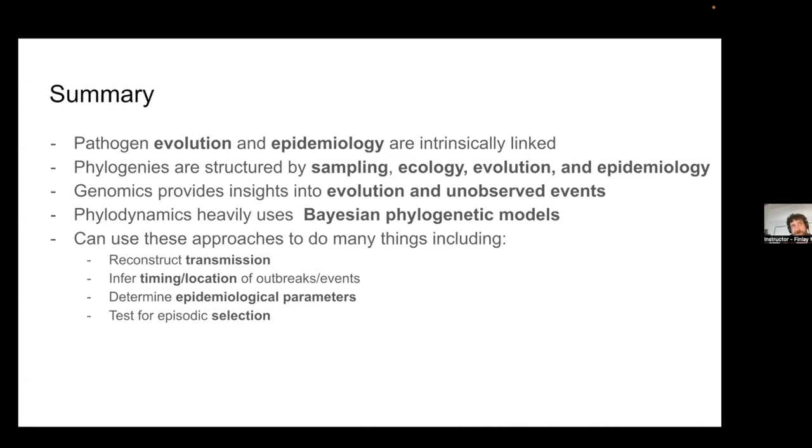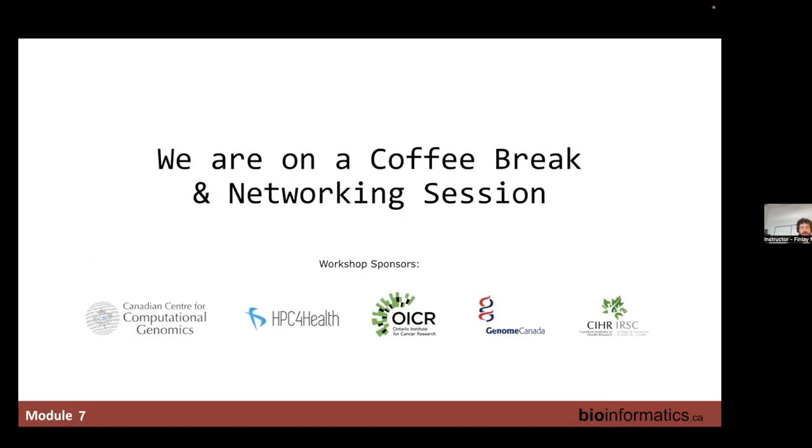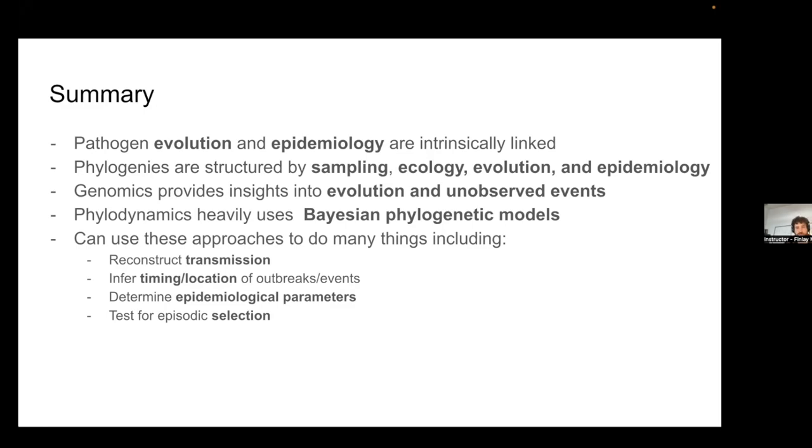We are going to use likelihood models in the lab, sorry about that. We can use these approaches, Bayesian or otherwise, to understand many things about the epidemiology of our pathogen and the underlying epidemiological process. We can reconstruct transmission networks. We can infer the time and location of outbreaks and events. We can identify when certain mutations occurred. We can determine the values for certain epidemiological parameters. And we can test for evolutionary things like selection. That is the whistle-stop tour of phylodynamics.